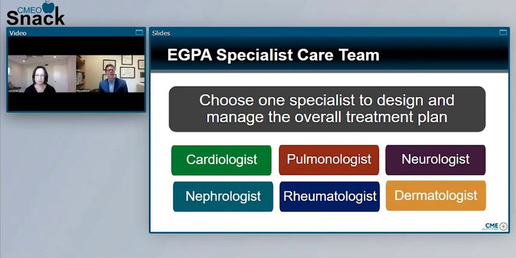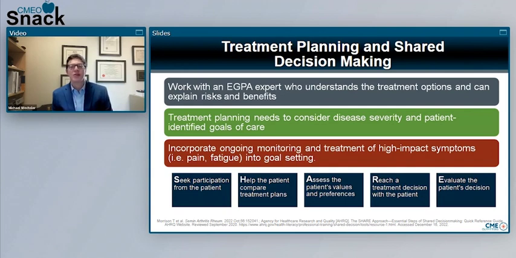So let's move on to talk about treatment planning and how we can use shared decision-making between the physician and the patient to try to arrive at a good plan that individualizes the care for each patient. We know that EGPA is such a rare disease, and even experts will have difficulty keeping up with the latest recommendations. So I think it's incumbent upon patients to make sure that they've got good advocacy and see someone who's an expert in managing EGPA.